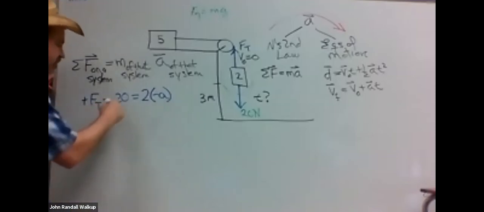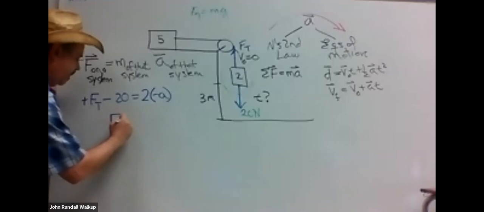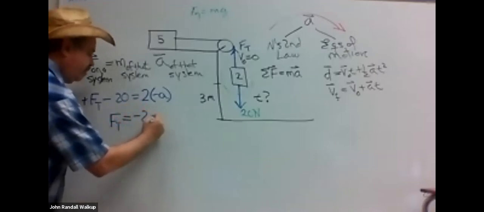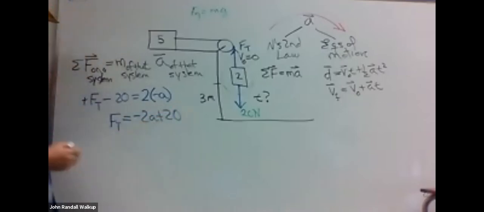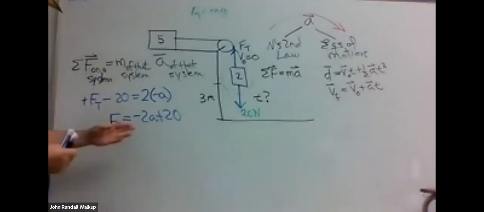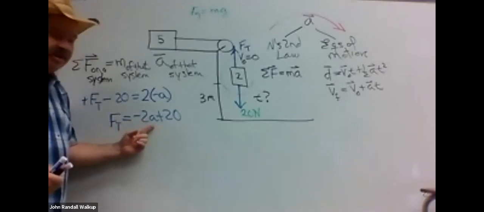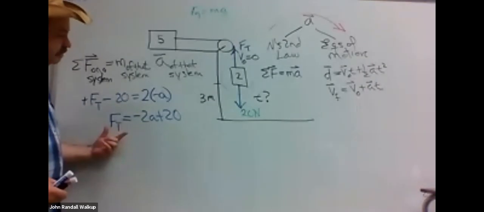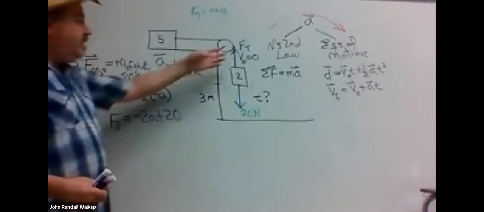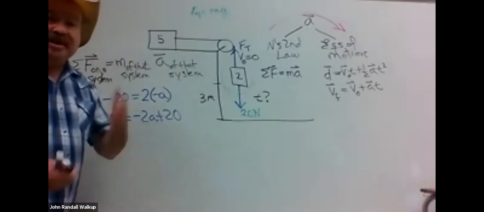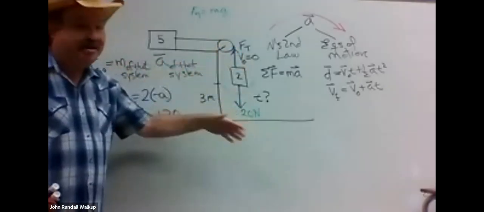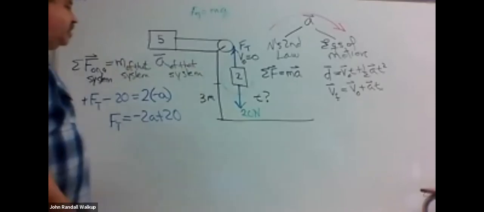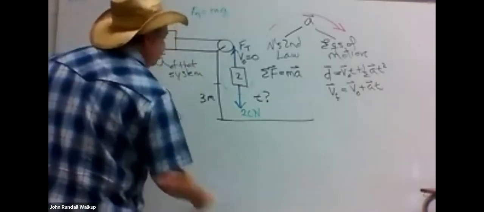So now I can kind of clean this thing up here. I get F of t is equal to -2a plus 20. But unfortunately, I don't get the acceleration because I don't know what the tension force is. If I put a 20 in here, by the way, I would get a equals 0, which means that this thing is not accelerating, but it does accelerate. So don't do that. So now what I'm going to do is turn my attention to this one.